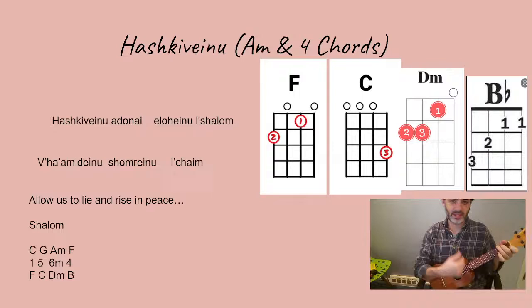So down, down, up, down, up. Here we go, starting on the F. F. Now C. Next is D minor, and B flat. F. C. D minor, B flat. And you can hear it's the same thing, right? Hashkiveinu Adonai, right? And B flat.